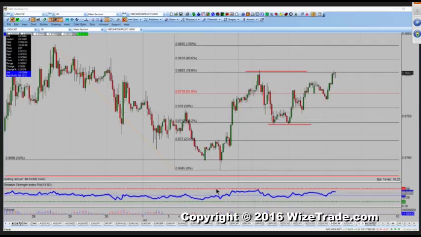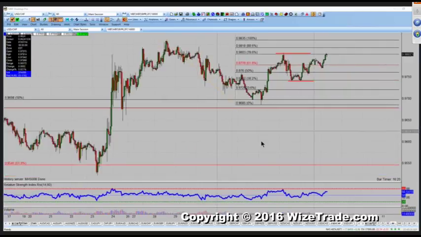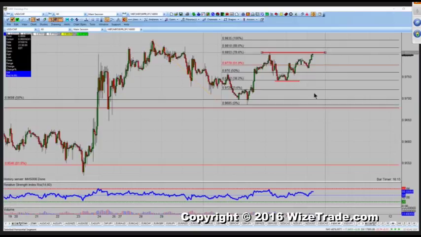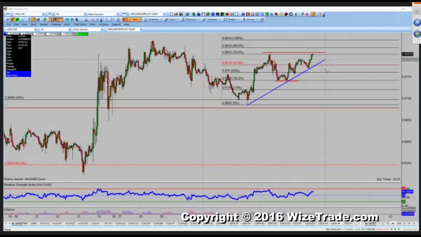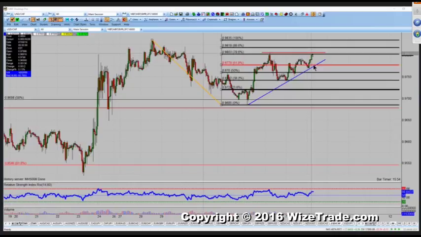All right, so here's the Swissy. We're up challenging our resistance that we wrote down yesterday. I'm not going to write down yesterday's resistance because we're there; that doesn't make much sense for us. But you can see we got a nice little wedge developing, right as we come up to the 78.6 retracement. It's a bullish wedge. The breakout point is at 98.35.